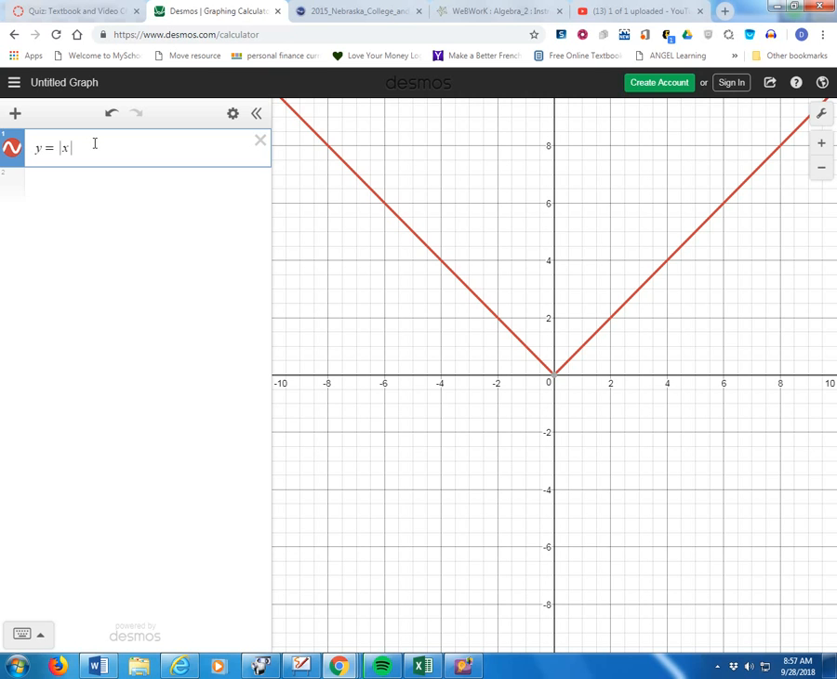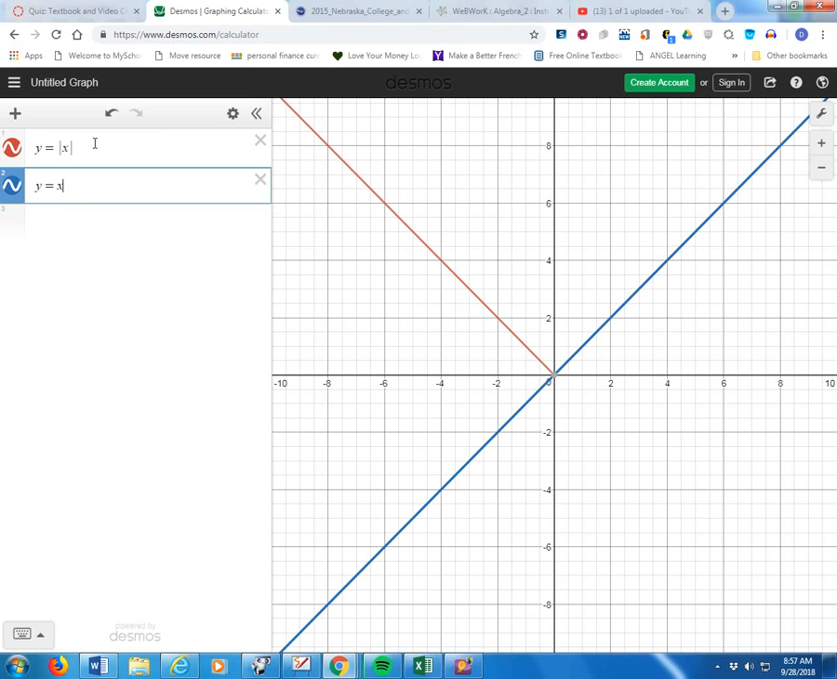Let's just, the next graph, hit enter, and type in y equals x. Okay, so let me explain why it's a V, because maybe this will help you remember. Absolute value functions, if x is positive, y is positive. If x is negative, y is positive, right? That's the definition of absolute value. Everything that's inside the absolute value comes out positive.